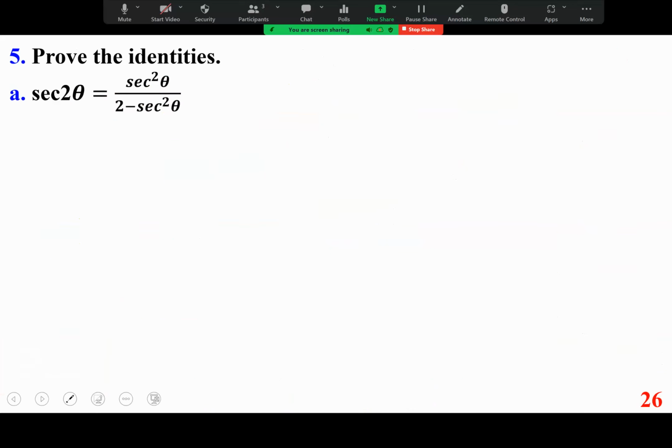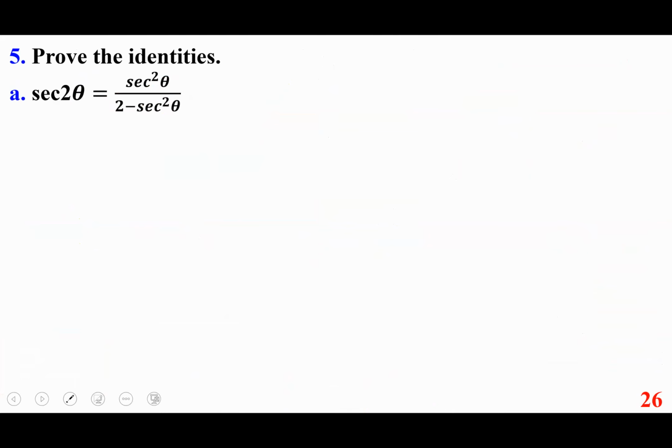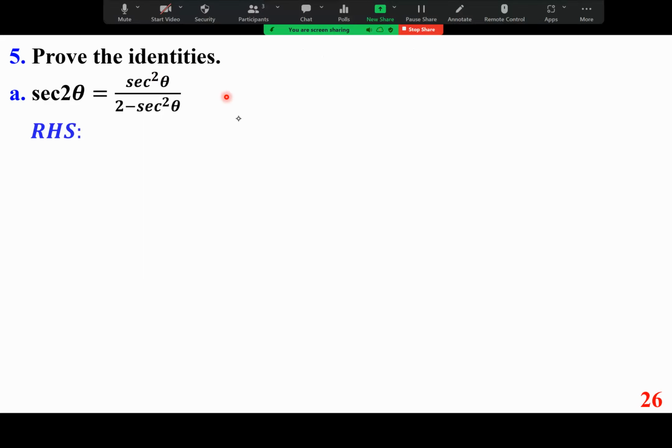And we want to prove this identity, secant 2 theta is secant squared theta over 2 minus secant squared theta. Remember, when you want to prove identities, you want to go from one side to the next. And generally speaking, you start with the more complicated side. As you can see, the right-hand side is more complicated. And we can change the secant to 1 over cosine. So this becomes 1 over cosine squared, and so on and so forth.